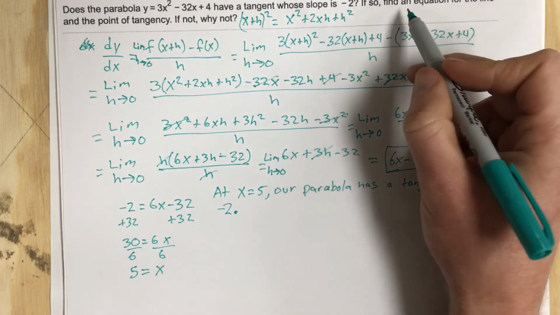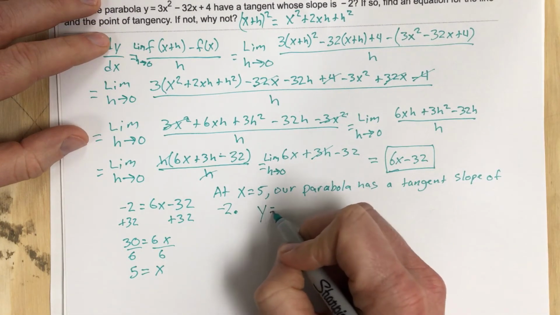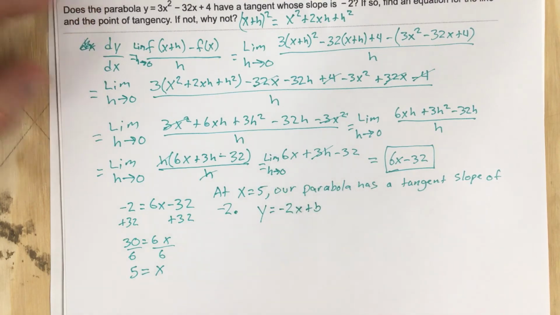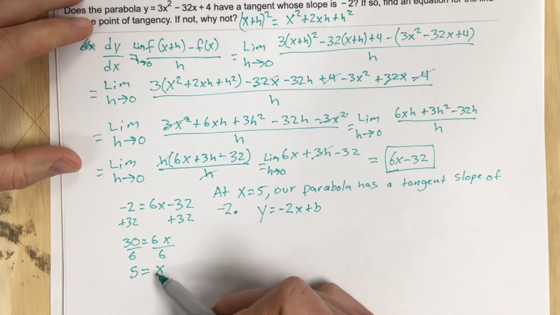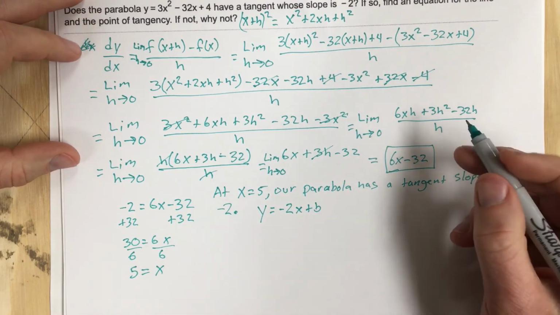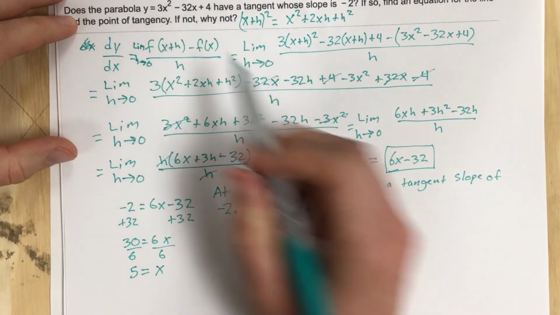So they want the equation. So let's go ahead and write the equation. To write the equation, we say y equals negative 2x plus b, and we plug in the point. Well, before we do that, we've got to figure out the point we need to use to get this equation. We've got to figure out the y value. So let's find the y value by plugging the 5 back in.